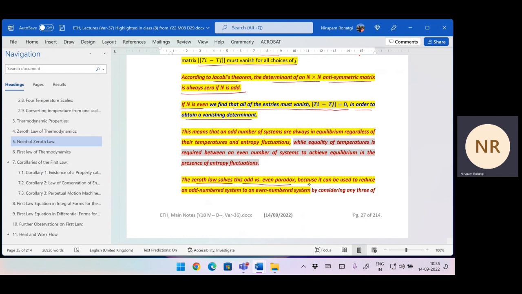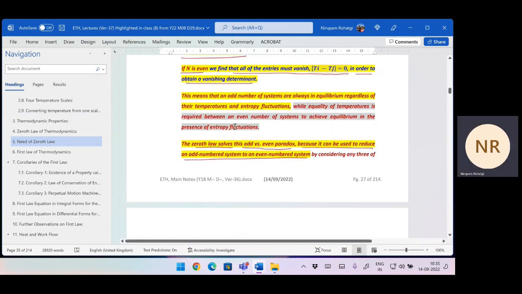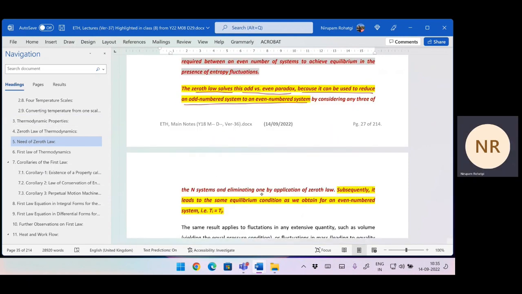Because it can be used to reduce an odd number system to an even number system. So what we do is consider 3 of the n systems and eliminate 1 by the application of the zeroth law. So what do you say? That we take 3 systems, and if A is in equilibrium with C, and B is in equilibrium with C, then A is equal to B, then you can take out the C. Then you can say A and B are equal. So you can reduce one of them. Then your even-odd system becomes an even system.